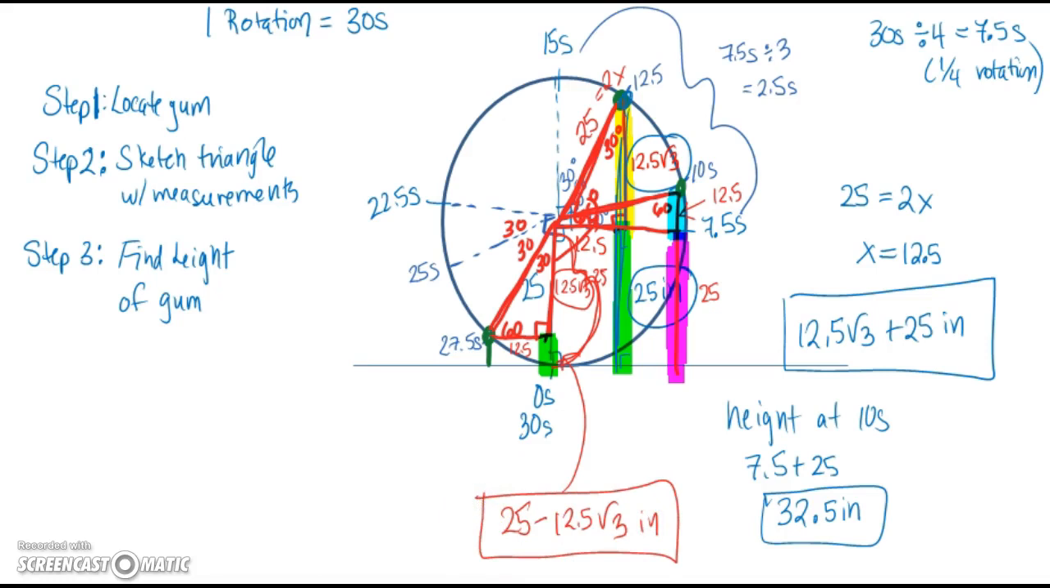Basically, if you're above this halfway point, you're going to be adding your triangle leg to the radius, 25 inches, which is what we did in the first and second situation here. And if you're below that halfway mark, you're going to be subtracting the side of your triangle from the radius, which is what we did down here.